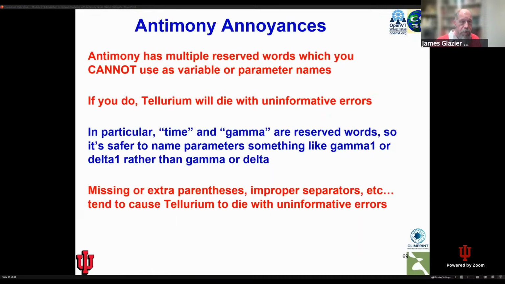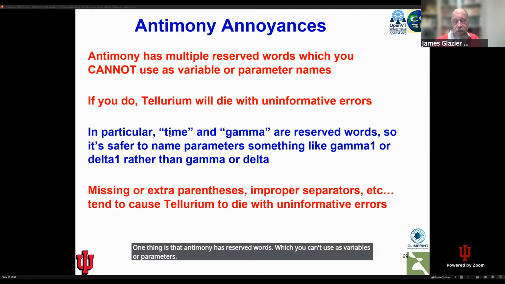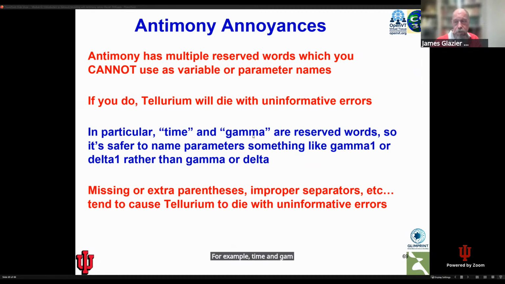Okay, there are some annoyances in Antimony. One thing is that Antimony has reserved words, which you can't use as variables or parameters. For example, time and gamma are reserved words. So name parameters something like gamma 1 or delta 1 rather than gamma or delta.